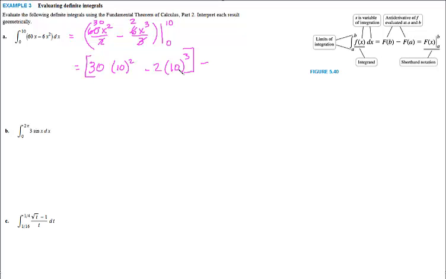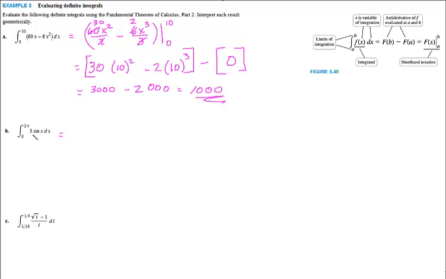Minus, and then I'm going to do the exact same thing for the 0, except that I know it's going to be a 0 because each of those would end up being a 0, so I'm just going to leave it. And then just doing that computation, 30 times that 100 minus 2, and then 1, 2, 3, so I get 1,000 for this answer, all done.